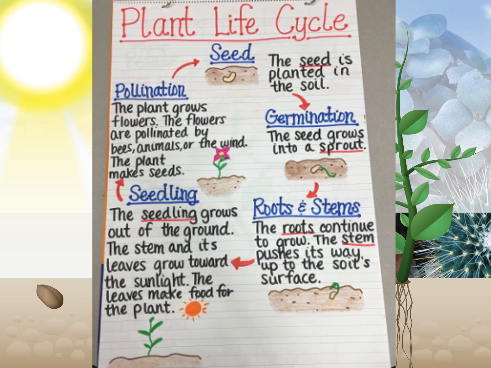Stage number 4 is the adult or mature plant. This is when pollination happens. The plant grows flowers once it's mature, and the flowers are pollinated by bees, animals, or the wind. The plant can then make seeds. And then the cycle starts over again.